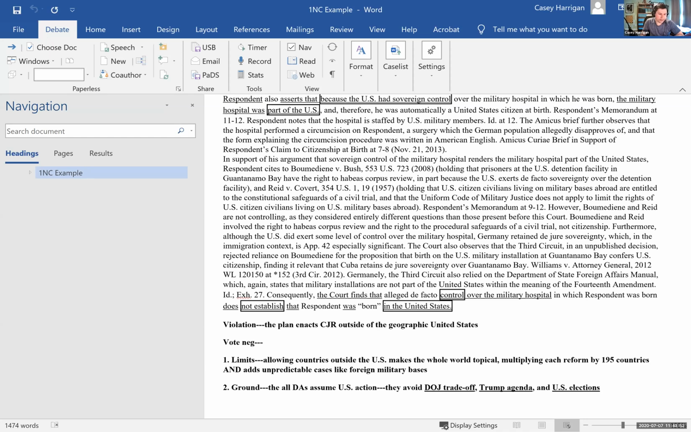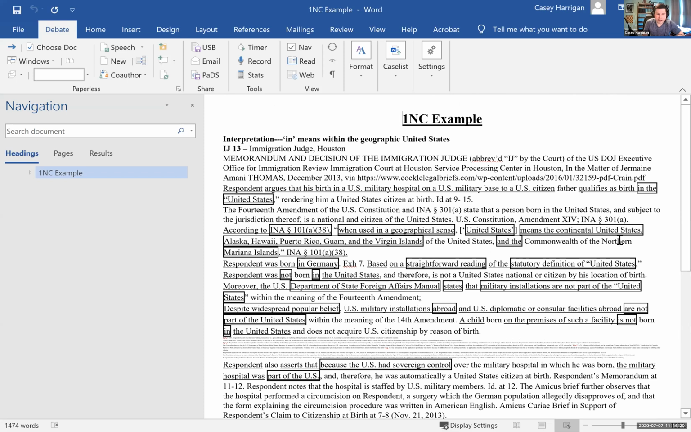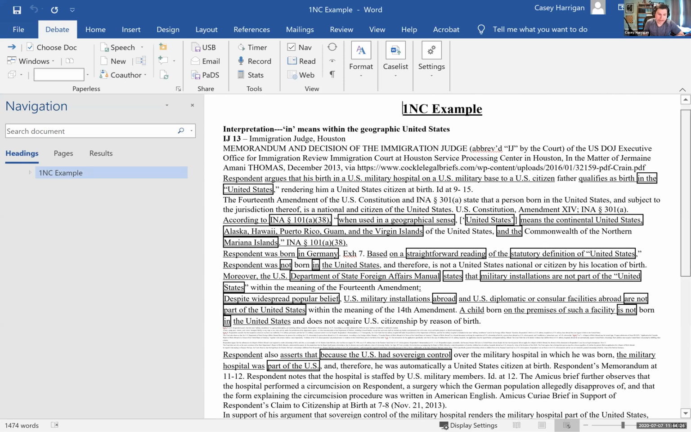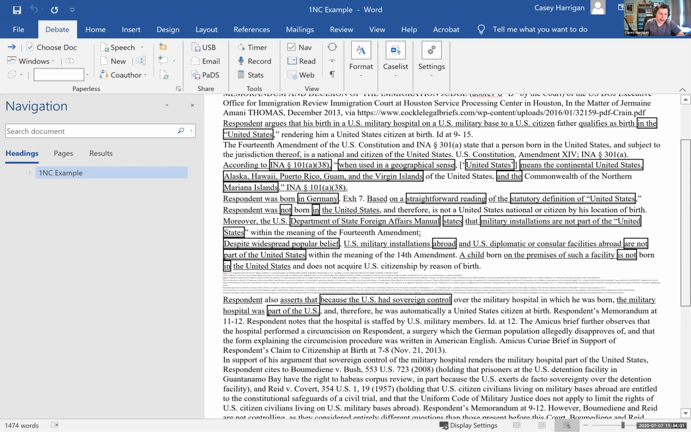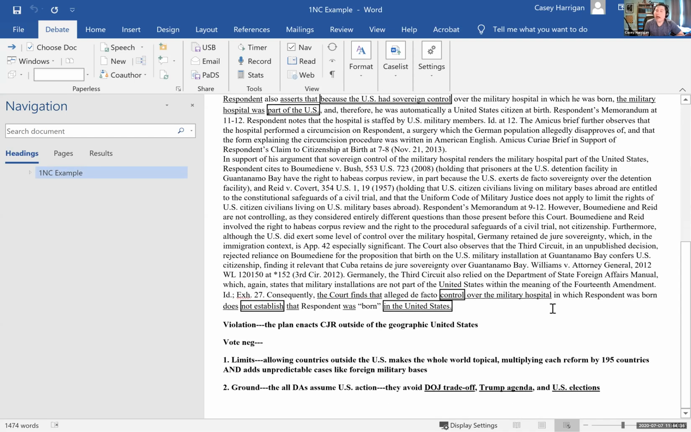Okay, so the components of a topicality argument in the 1NC, and this is at the beginner level, I know, but I want to make sure that everyone is aware of what these things mean. The interpretation is your definition of a topic term, what you think the topic should mean. In this case, the 1NC interpretation, I'll scroll back up, is referring to both in, meaning within, and the United States, referring to the continental United States, plus Alaska, Hawaii, Puerto Rico, Guam, the Virgin Islands, and the Mariana Islands. And then we're saying that that would exclude action in other countries and exclude actions in other parts of the world where the U.S. has sovereign control, like, for example, foreign military bases.